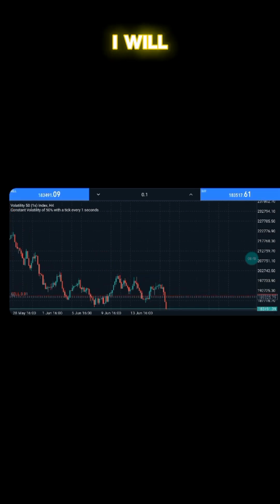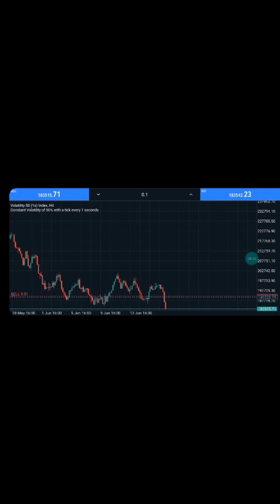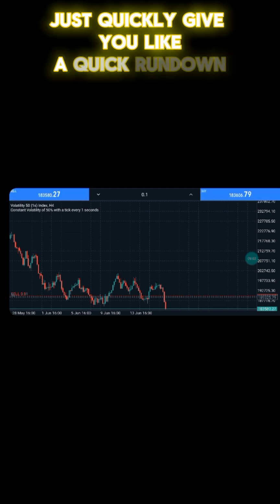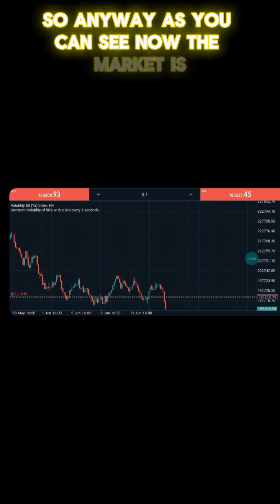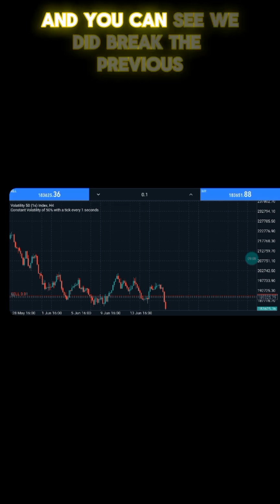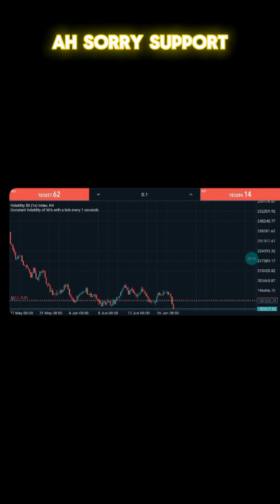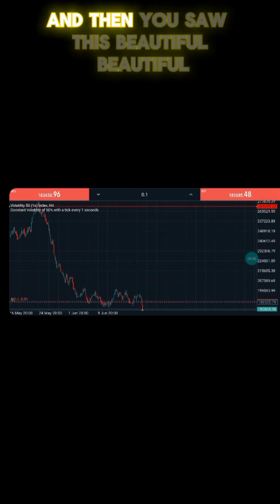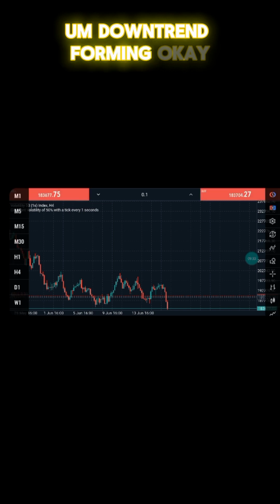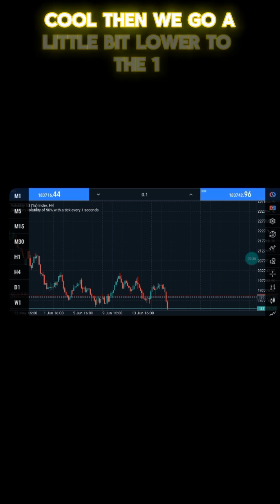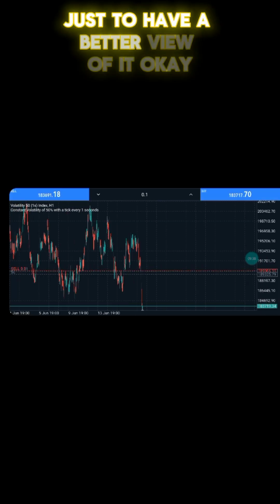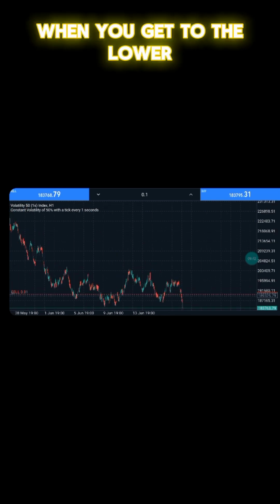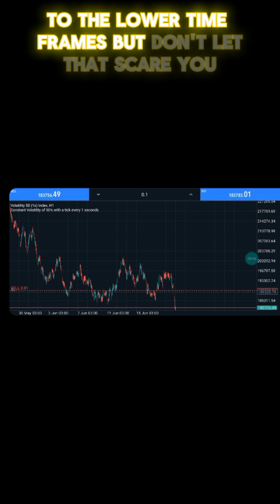But anyway, I will make more videos to explain everything in detail so you guys can really understand. For now, I'm just going to give you a quick rundown. As you can see, the market is bearish biased, and we did break the previous support. As I was saying, I downsized to the 4-hour chart, and we saw this beautiful downtrend forming. Then we go a little bit lower to the 1-hour chart just to have a better view of it. The market starts getting a bit more noisy on the lower time frames, but don't let that scare you.